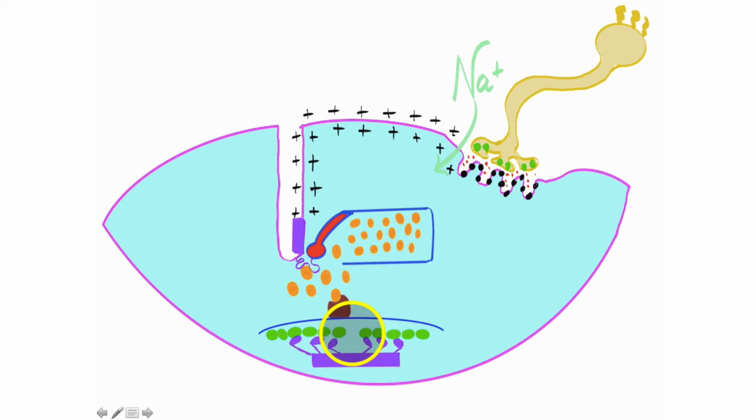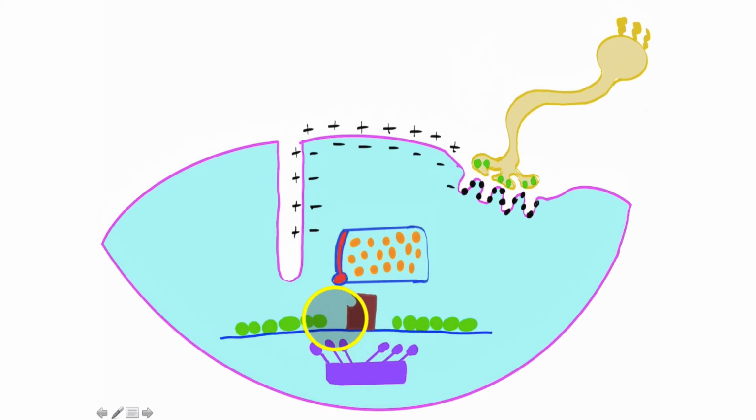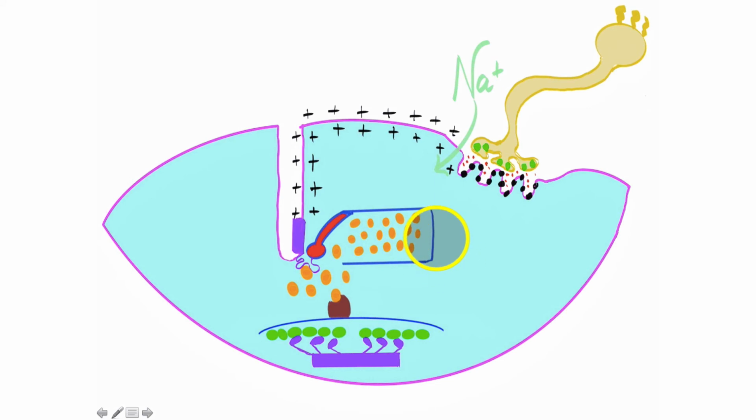Here you can see a diminished H zone versus the previous one. The H zone is much larger. So that is muscle contraction.